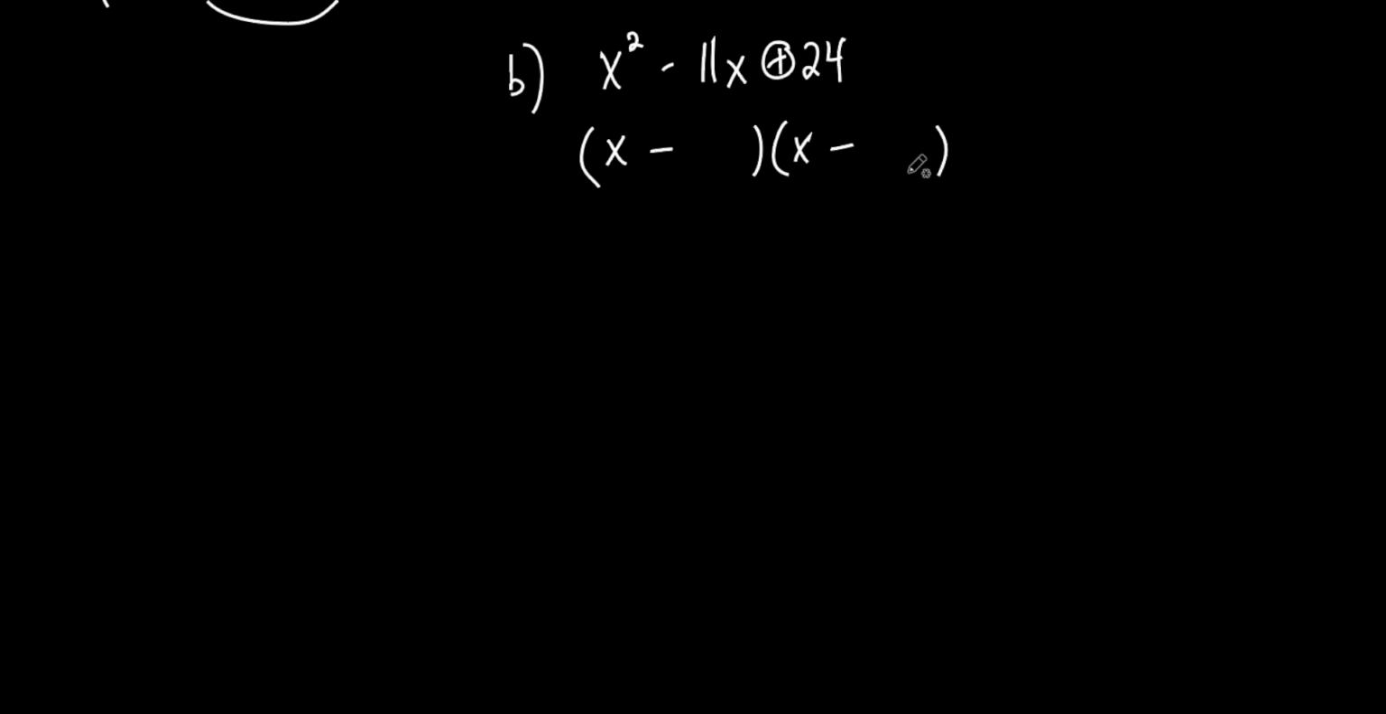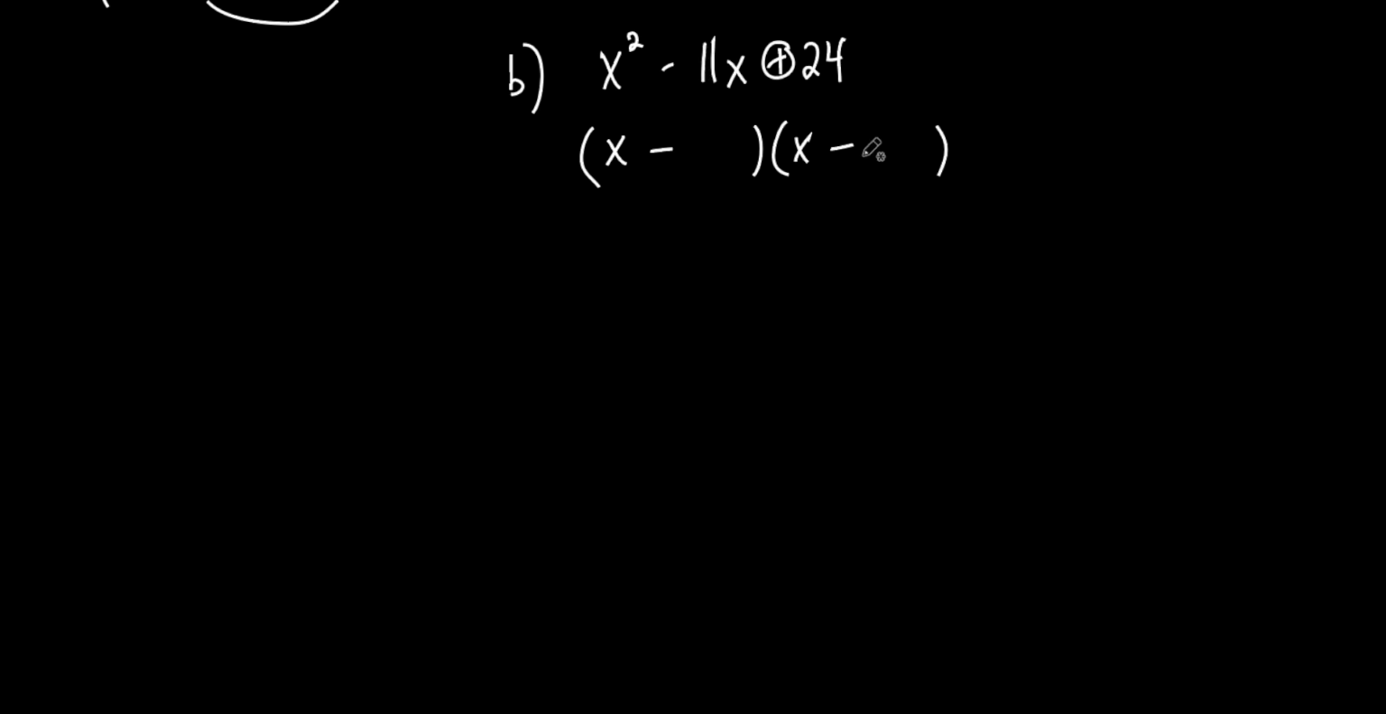Now, I got several options with 24. I got 24 times 1. I got 2 and 12. I got 6 and 4. I got 8 and 3, okay? So you have to know those multiplication tables very quickly. So what numbers would add up to be a negative 11 out of those options? The 8 and the 3.